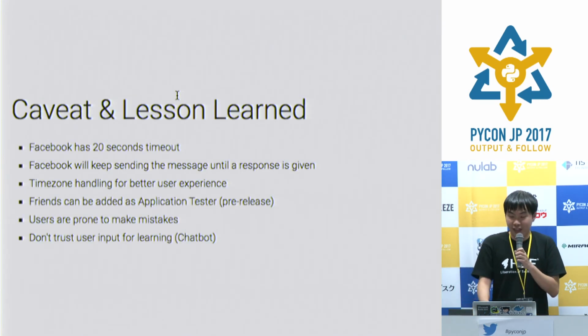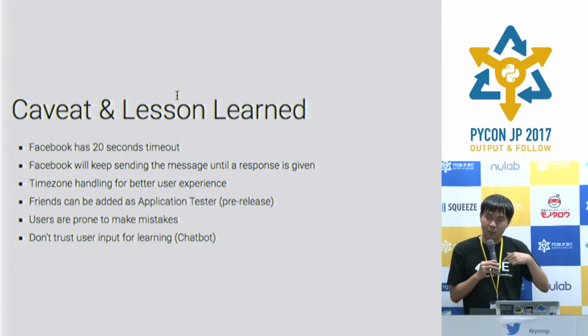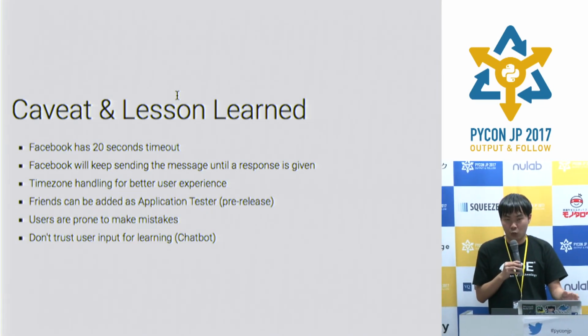And the lessons learned. First, Facebook bot has a 20 seconds timeout, which means after Facebook sends a message to your webhook, you need to give a response in 20 seconds. Otherwise, it will try to send it again and again until a response is given. The second point is about time zone handling, which is very important when you want to develop a bot, because your users will live all across the world, and you cannot do that in one time zone.